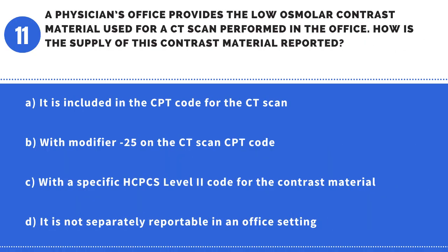Question 11. A physician's office provides the low osmolar contrast material used for a CT scan performed in the office. How is the supply of this contrast material reported? A. It is included in the CPT code for the CT scan. B. With modifier -25 on the CT scan CPT code. C. With a specific HCPCS Level II code for the contrast material. D. It is not separately reportable in an office setting.